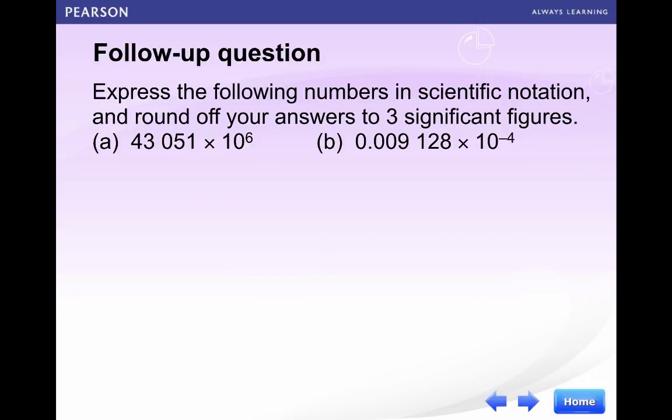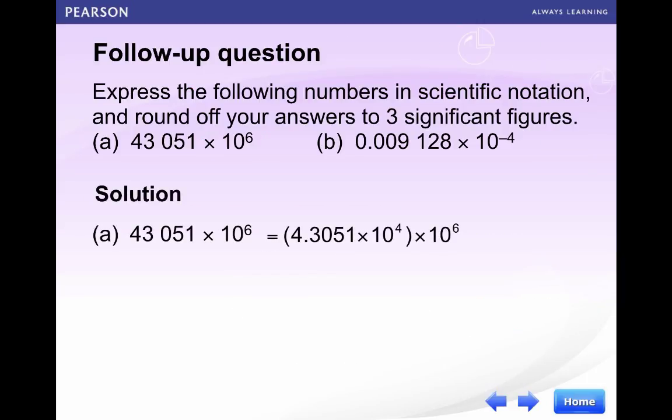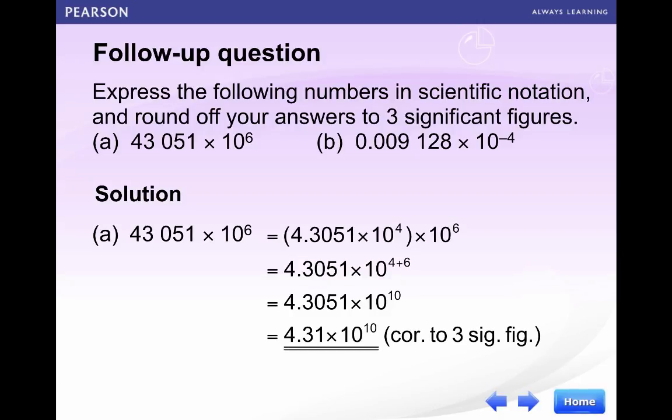So you try this follow-up question. The first one, you can change it into 4.3051 times 10 to the power 4, so the answer will be 4.3051 times 10 to the power 10. Also you have to round off your answer to 3 significant figures. So 4.31 times 10 to the power 10.